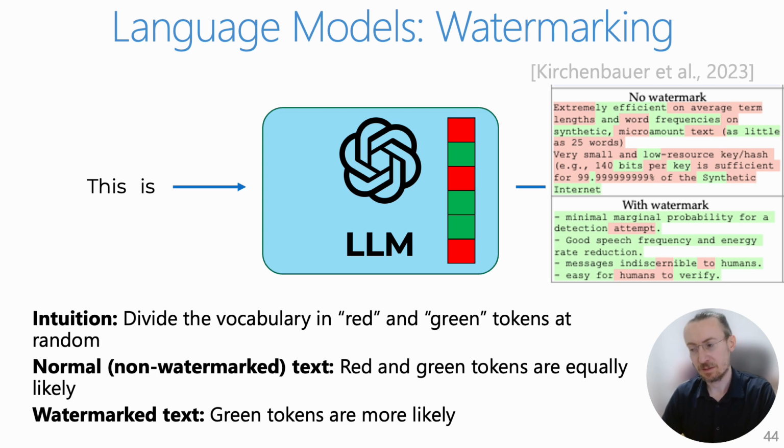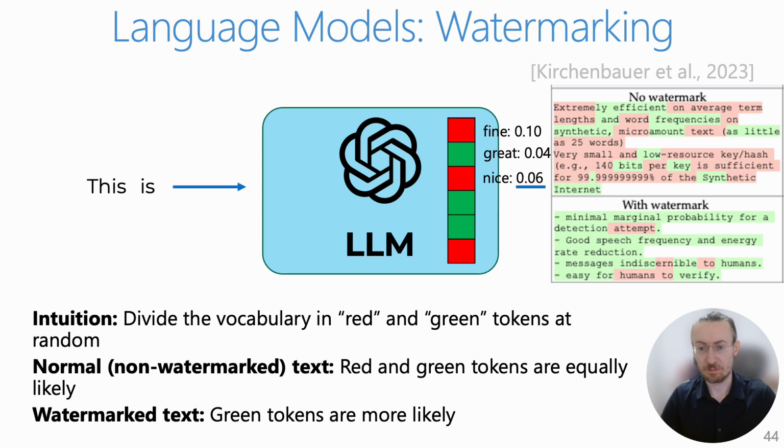And why is that? It is because we nudge the model to generate the green tokens, but we don't fully force the model. If we forced the model, then the quality of the text would be highly degraded, and we don't want that. We just want to bias the model so that there is a significantly higher number of green tokens in the generated text compared to the number of red tokens.